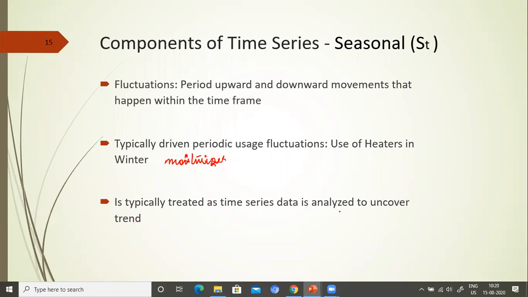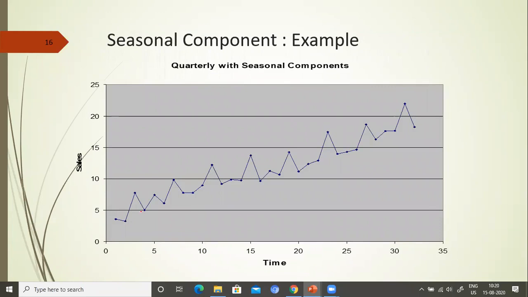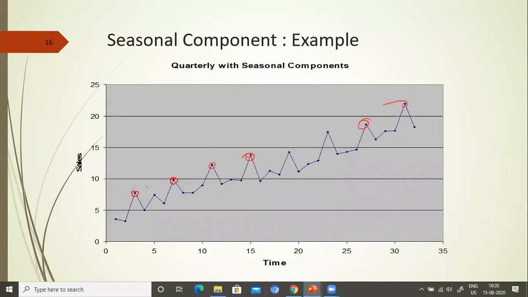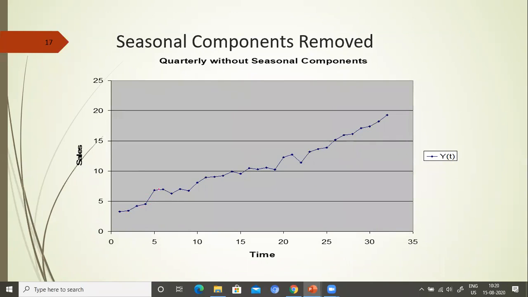So it is typically treated as time series data and analyzed to uncover trend. Okay, so there's an example where we can see at regular points you have some fluctuations happening. These are all seasonal fluctuations. Once you remove the seasonality, the graph will actually become much more smooth. It's something like this. So we will see it here. See, the graph is actually smooth.